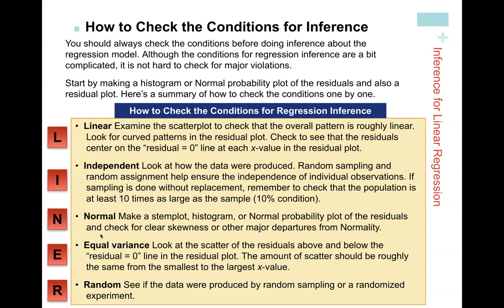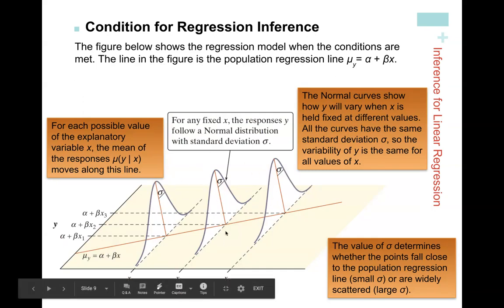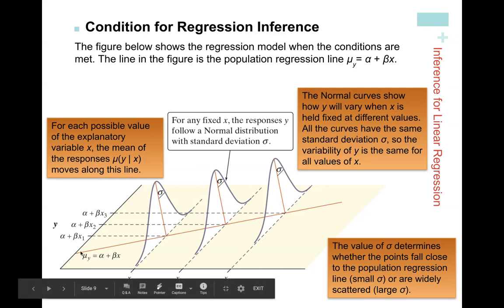Okay, for normal and equal variance, these two conditions kind of go together, and you have to understand a little bit of what the actual population regression line is. And so for that, we have this diagram right here that's also in your textbook. If you just understand this one diagram, that is really your entire conceptual understanding of what's happening in this chapter. So conceptually, you have this true population regression line, this red line that's going this way, and there's infinitely many points on this line.